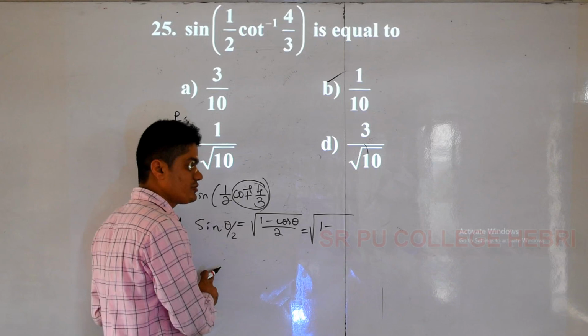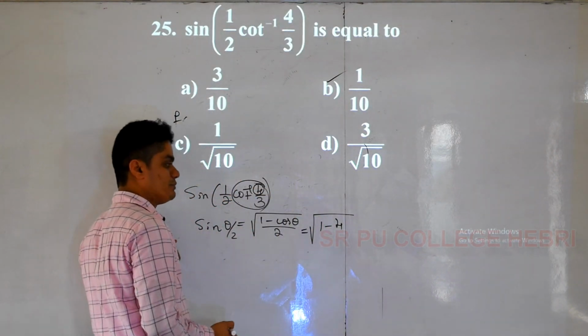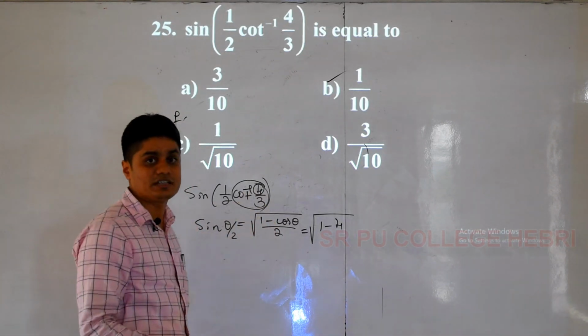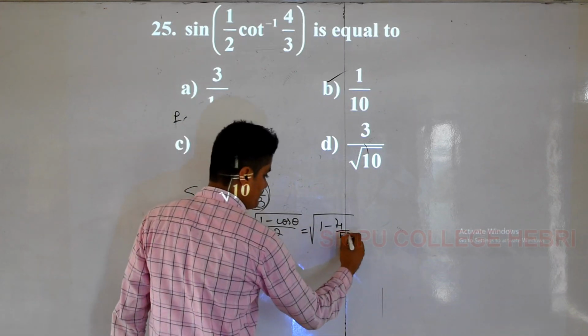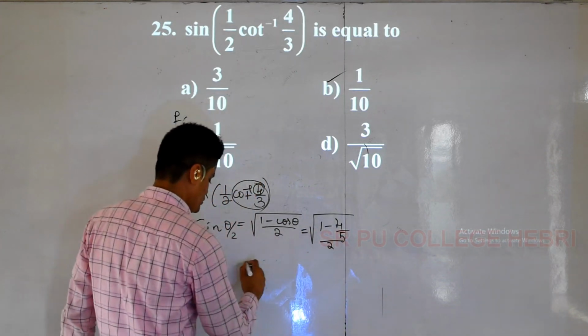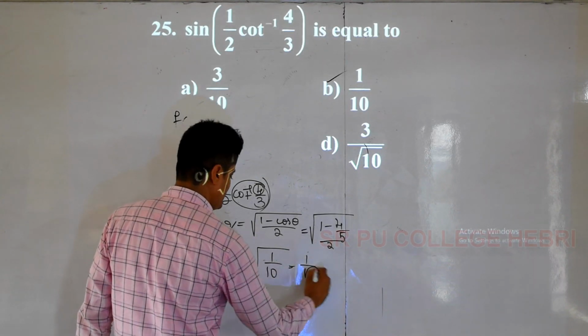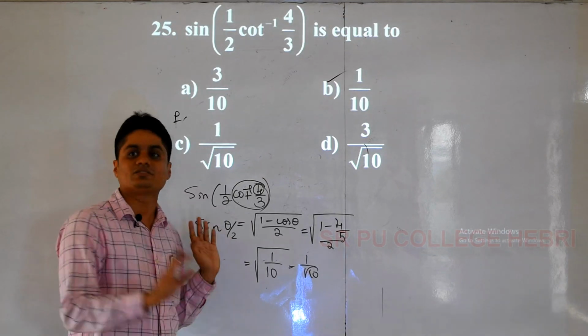So what is the cos theta definition? Adjacent by hypotenuse. Adjacent here is 4. Which should be the hypotenuse? Of 3, 4, and 3 is in cot, so hypotenuse is not possible for them. Hypotenuse is possible only in sine and cos. So it should be (1 minus 4 by 5) whole divided by 2. When you simplify this, it is 1 by 10, that is, 1 by root 10. If you can solve in this much, then this method is called a shortcut method.